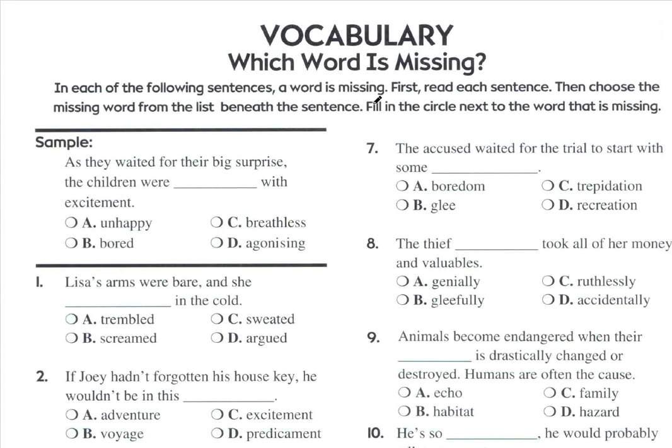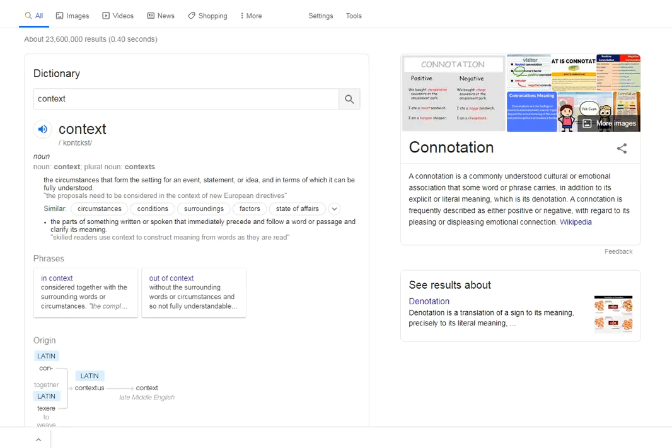So if we go back to our vocabulary sheet, which word is missing? In each of the following sentences, a word is missing. First read each sentence, then choose the missing word from the list. Fill in the circle. All right, let's look at the sample. As they waited for their big surprise, the children were something with excitement. Before I even look at the choices, I'd try and think of my own word there. The word I'd probably think of here is a really good example of context and connotation. The word I'd think of would be anxious. They were anxious with excitement.